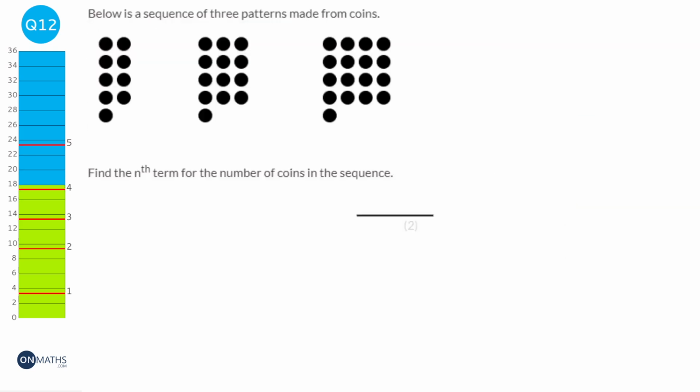Whenever we do these kind of questions, it's always best to convert the pattern into numbers. So we're just going to count the dots. So we've got 9 in the first one, and 13 in the next, and 17. So our sequence is going 9, 13, 17.